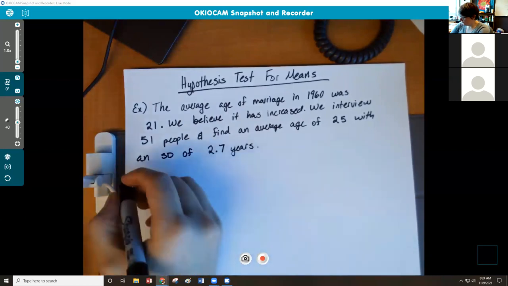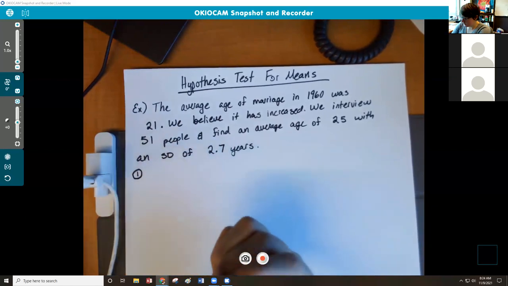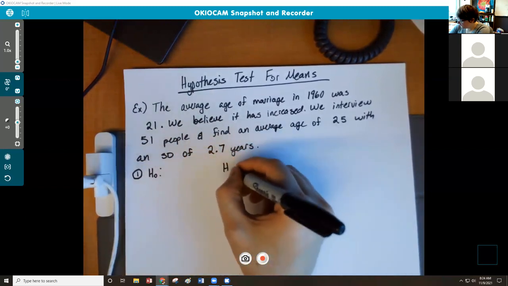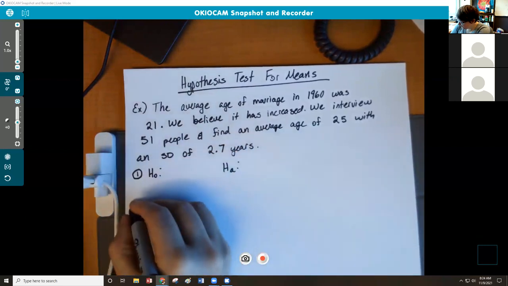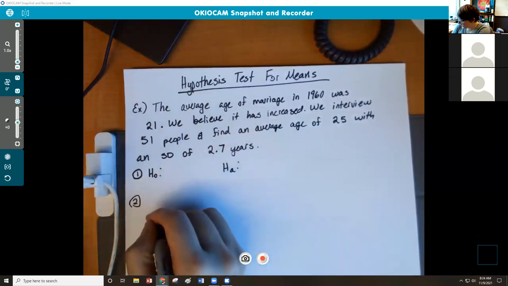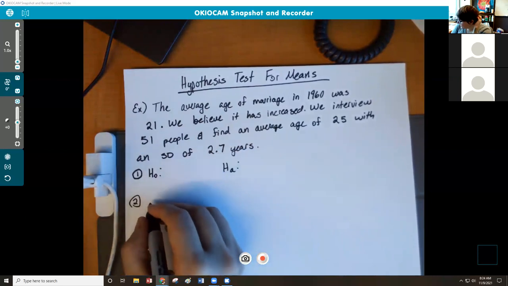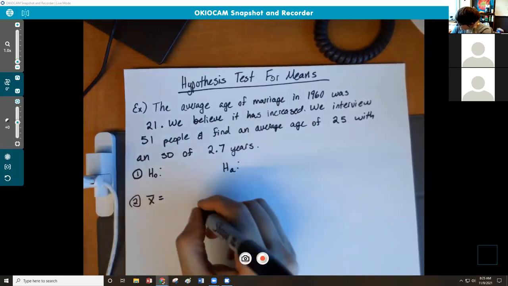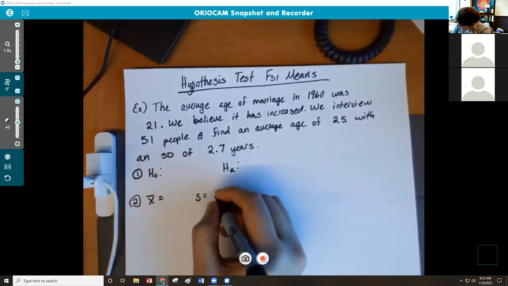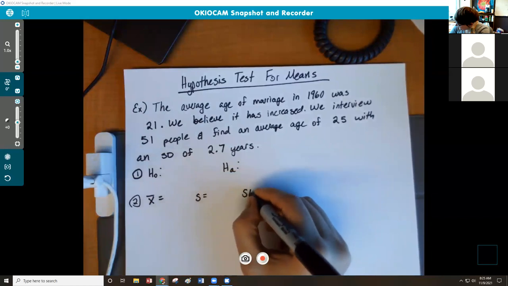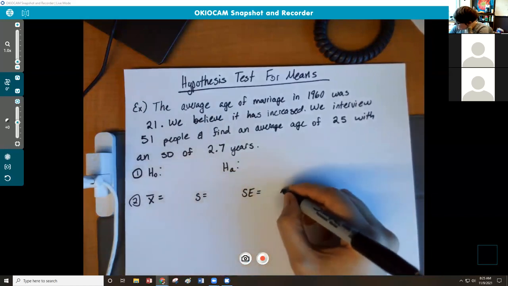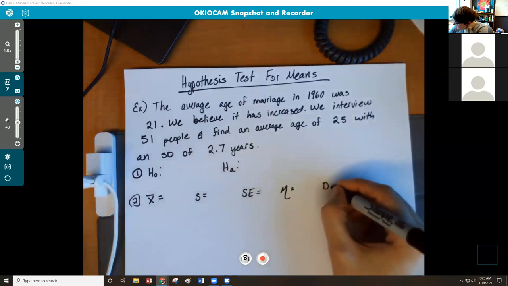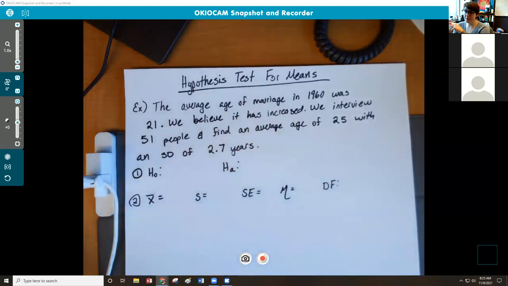All right, so here is the first thing that we want to do. We always want to state our null and our alternative hypothesis. And then after that, what we would like to do is note what our x bar value is, what our s value is, what our standard error is, and what our mu is, as well as our degrees of freedom.